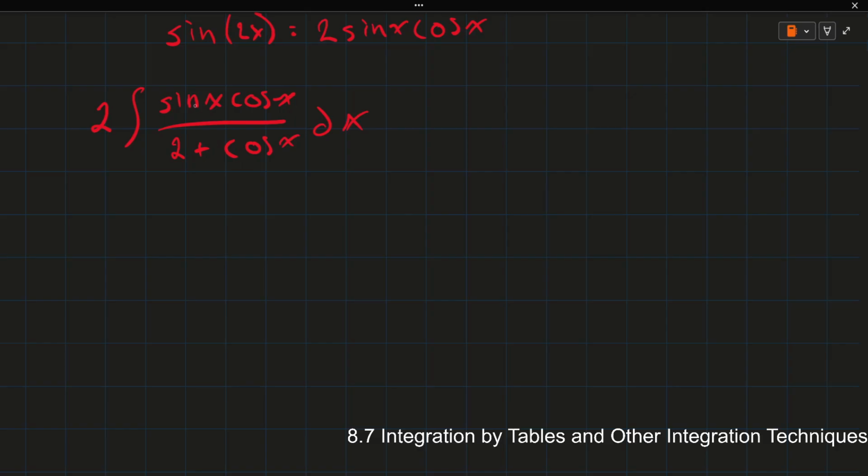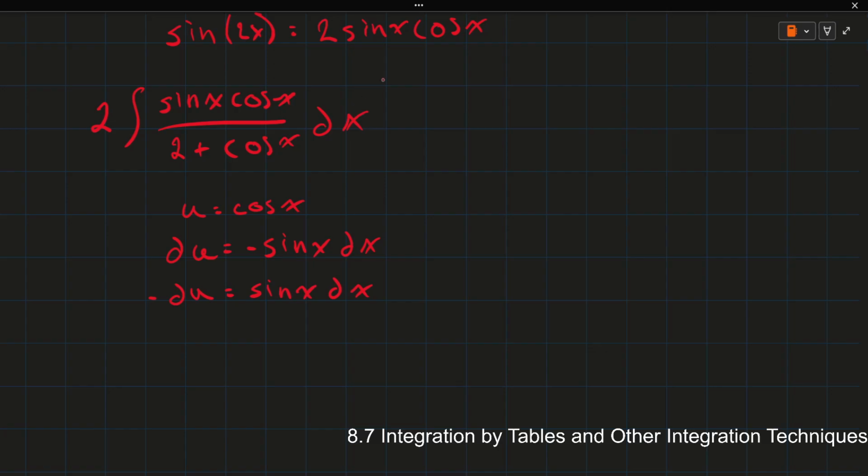If I set my u equal to sine, I would still get the cosine dx for my derivative. However, I would never get a substitution for this 2 plus cosine in the denominator. So for that reason, I'm going to set my u equal to cosine x, and then my du is going to be negative sine x dx. I like to write this as negative du is equal to sine x dx.